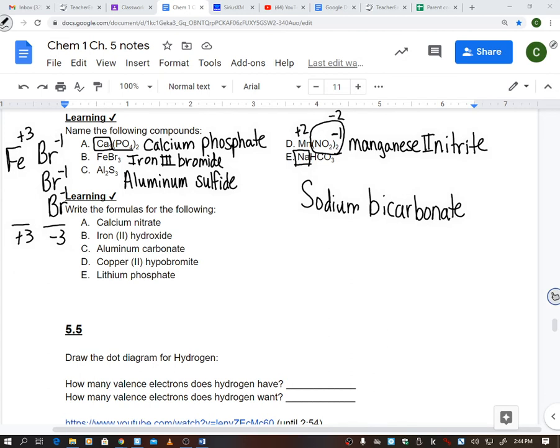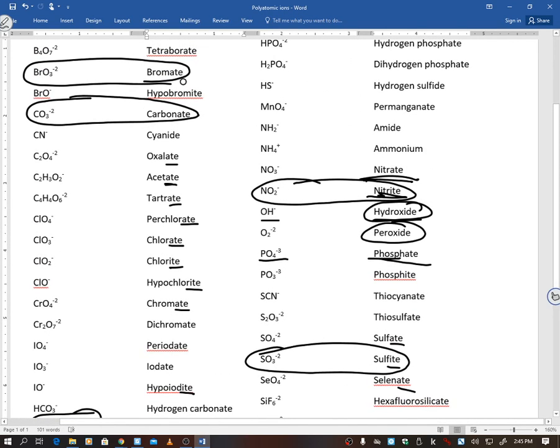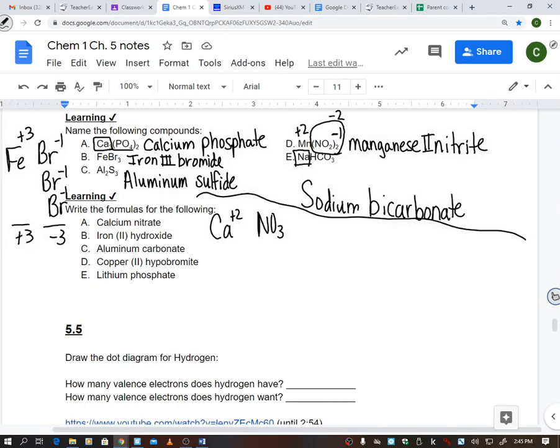All right. The last learning check here. We're going to write the formulas for the following. So A, I have calcium, which is a +2. And I have nitrate, so NO3. Now, once again, I'll go back to this so you can see nitrate right here. It's NO3 and it has a -1 charge. Now I'm just going to crisscross like I've been doing. So this is Ca(NO3)2.